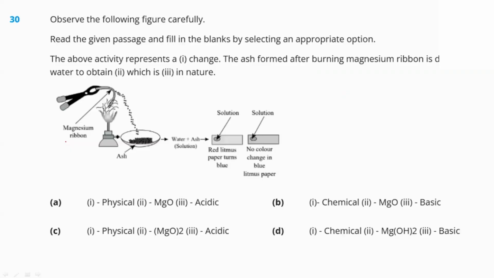Next, observe the given figure carefully, read the given passage and fill in the blanks to select the correct option. Okay, so the above activity presents the first change, which is the chemical change. The ash formed during burning a magnesium ribbon is dissolved in water to form magnesium hydroxide, which is basic in nature, right? So chemical, magnesium hydroxide, and basic. Option number D is our right answer.